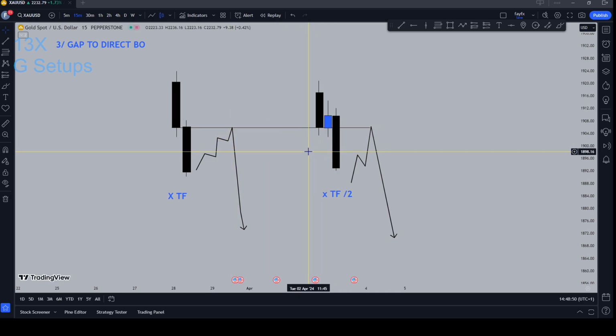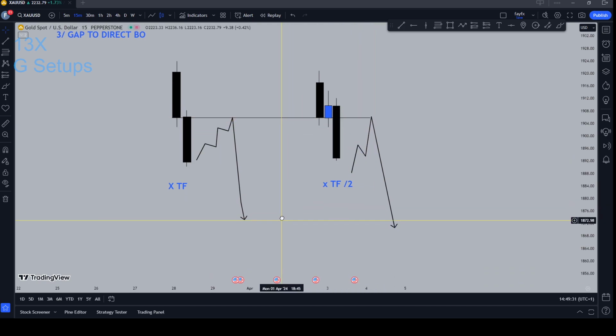The third entry is a gap to direct breakout. Very strong when there is an aggressive move in the market. On the next time frame, we have a gap. And when we go one time frame lower, we get a direct breakout. A direct breakout is a classic level that got created and broken at the same time. We have a V created here, and it got broken at the same time. Price will go up, visit that level and go down. We can instantly sell here when price reaches that level.